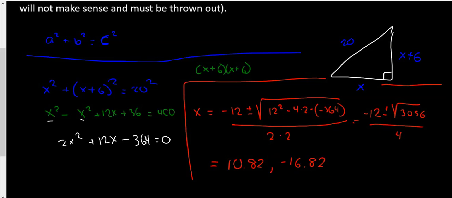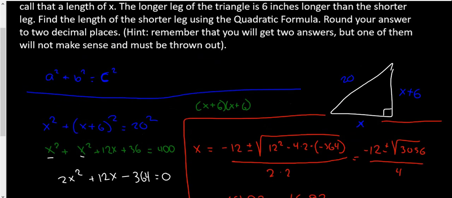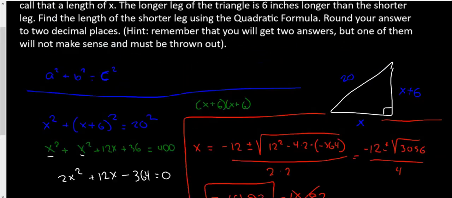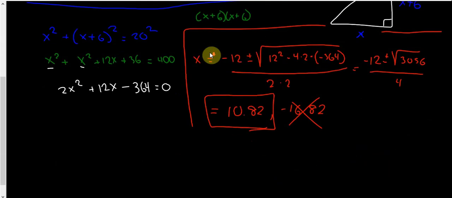But now, what was that hint about? Well, before even reading the hint, these are measurements, right? Can this length be negative 16 inches or centimeters or whatever this is? No. So whenever I do these word problems, quite often, look at your two answers. One will make sense, one will not make sense. So what we'll need to do is throw out the one that doesn't make sense. I cannot have negative 16 inches over there. So my answer is going to be 10.82 inches.